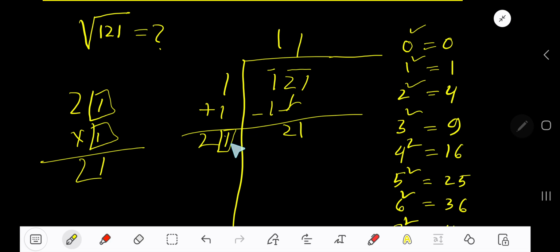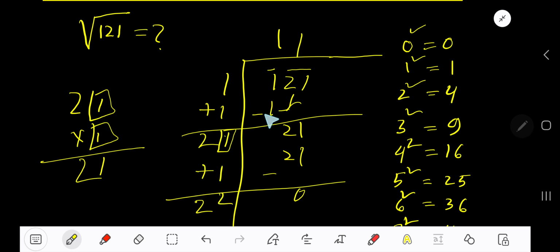So 1 times 21, 21. Subtract, 0. You need to write the same digit under the divisor. 1, 2, 2. Now check. This new divisor will be double of the quotient. 11 plus 11, 22. Or 11 times 2, which is 22. So our answer 11 is correct. The square root of 121 is 11.